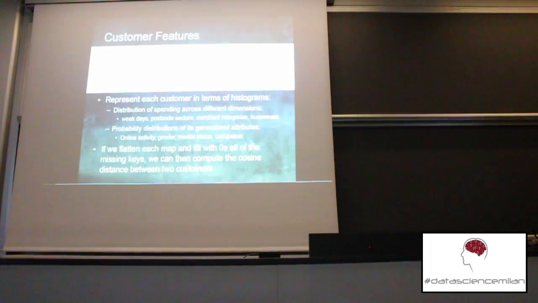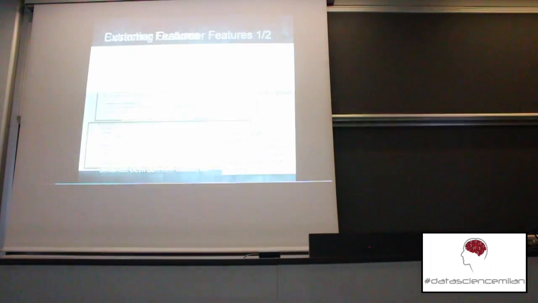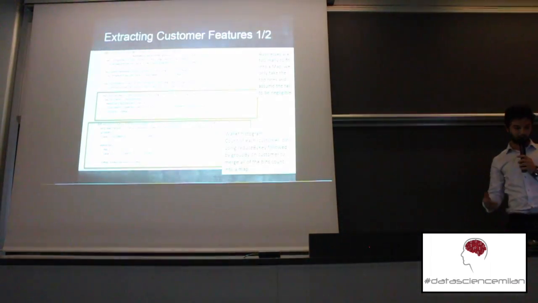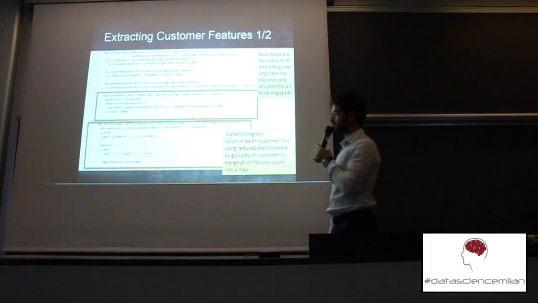So if you take all those maps and flatten them, you get a long vector. And with the long vector, you can compute cosine similarity with all the users. That's the way you do that in Spark and Scala.